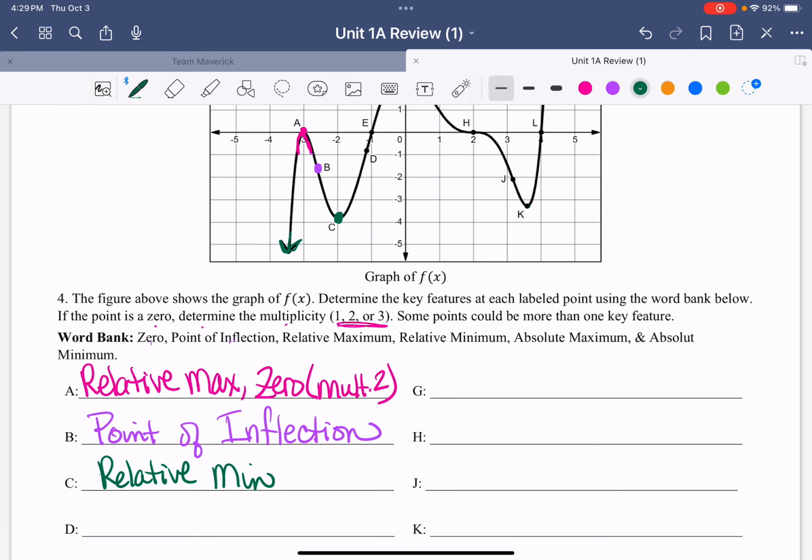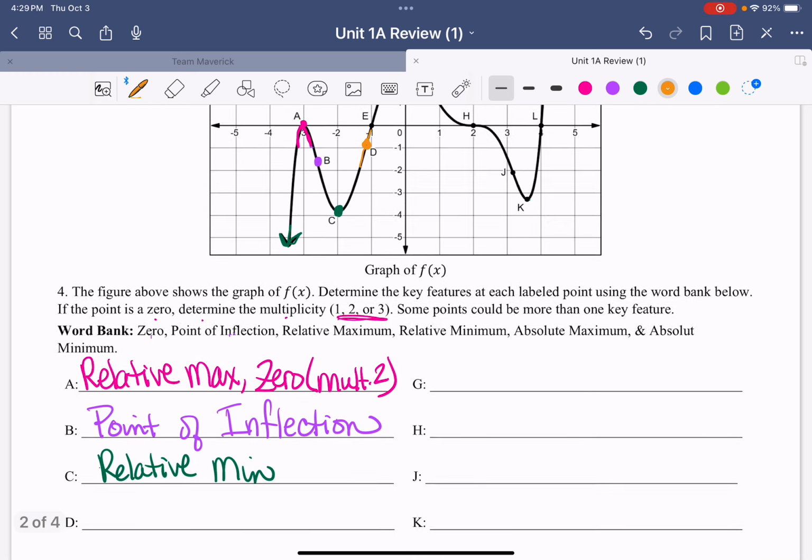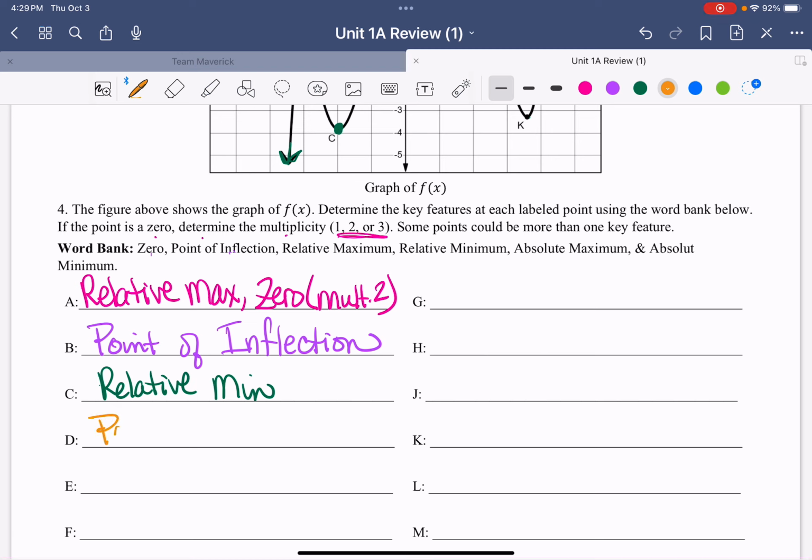Okay, so then next we go to D. D is right here. D is not a zero or a max or min, but it is where we change from concave up to concave down. So D is a point of inflection.